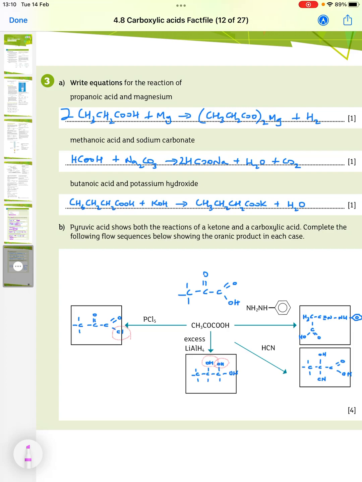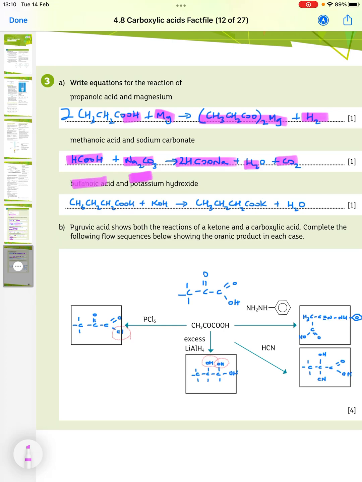Last page. Write the equations for the reactions of propanoic acid and magnesium. So any acid and magnesium are going to give you the salt and hydrogen. And then with methanoic acid and sodium carbonate, so methanoic acid just HCOOH, sodium carbonate Na2CO3, and we're getting the sodium salt, which is HCOONa. We need 2 of those because there's 2 sodiums in the sodium carbonate, and the other products then, a carbonate and an acid will always give you a salt, plus water plus carbon dioxide.